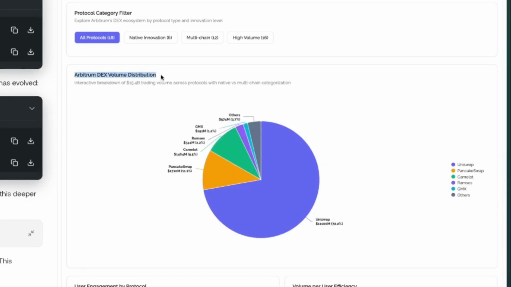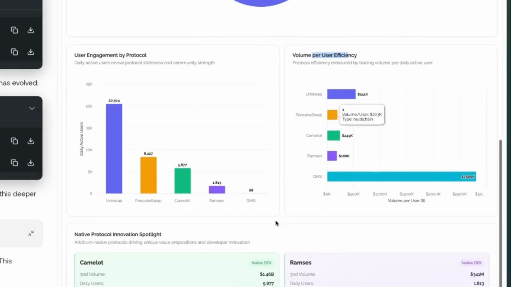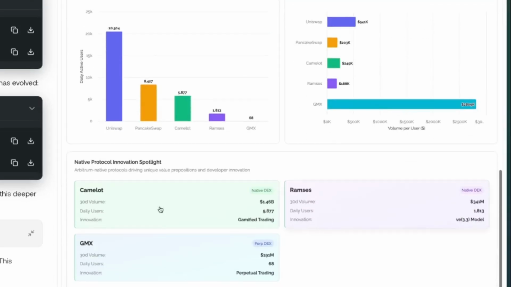This is specifically for the Arbitrum DEX volume distribution. Looks like we're getting a full breakdown. Volume per user efficiency. I don't really understand what this means. Let me know, somebody smarter than me who understands what that means. Native protocol innovation spotlight. Arbitrum native protocols driving unique value propositions and developer innovation.